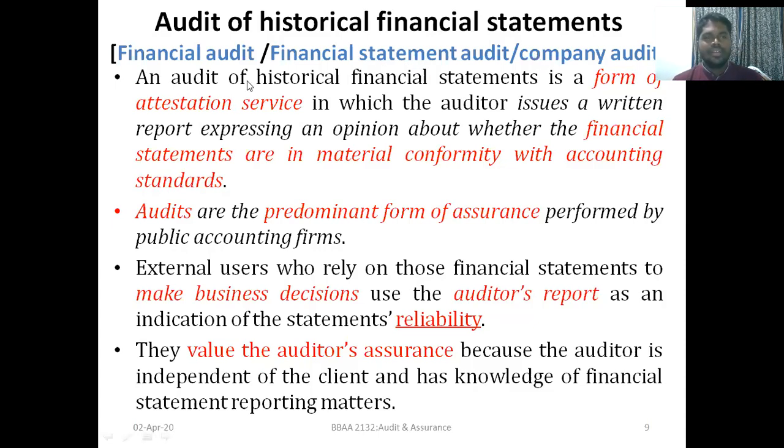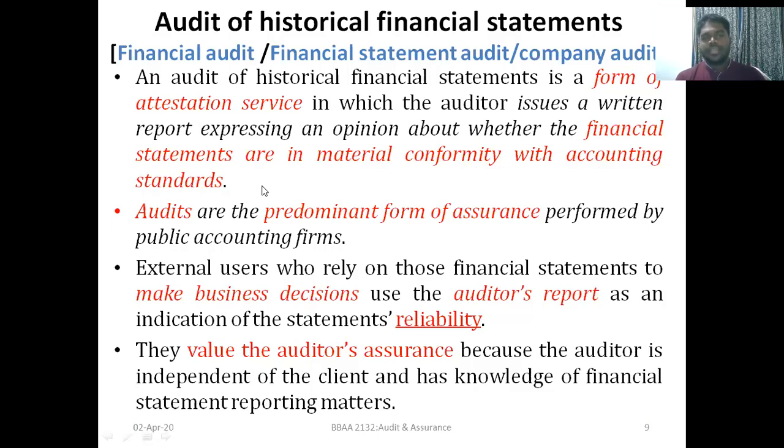The first point says an audit of historical financial statements is a form of attestation service. The previous slide we discussed, no? Attestation service consists of three: audit, review, and other attestation. So this point I repeat again: a form of attestation service in which the auditor issues a written report. You have to be very clear, a written document expressing an opinion or conclusion about whether the financial statements are in material conformity with accounting standards.